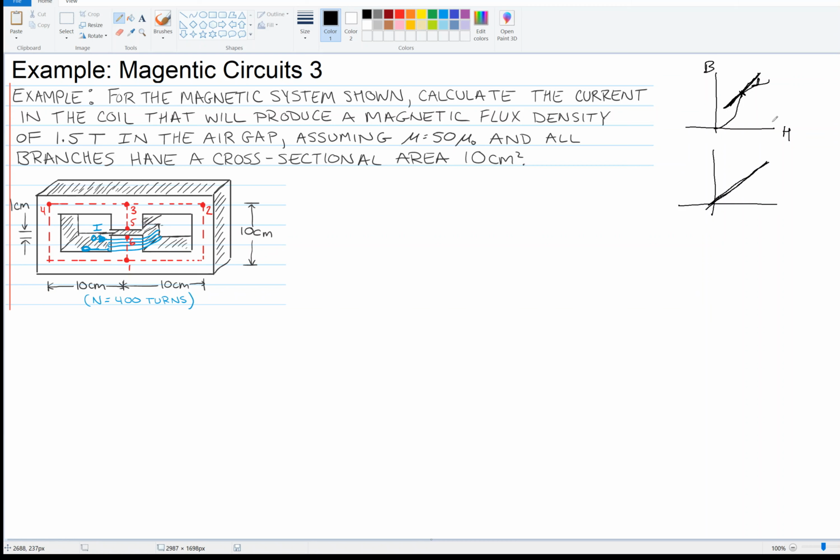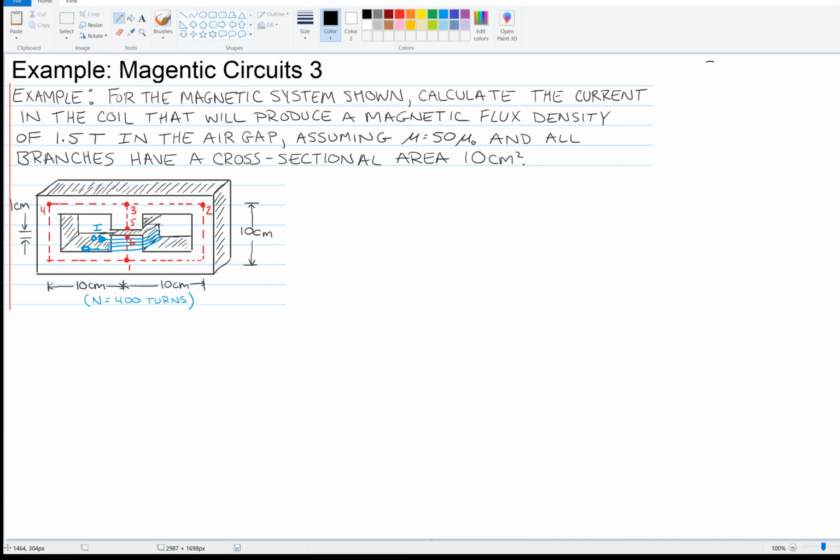So if you don't quite understand that, I think that's okay. Just know that you need either the magnetization curve, in which case you find the point that you're operating at, or you need mu of the material. So the first two examples we were given the BH curve, and in this third example we're given the magnetic permeability of the material. So we need one of those two things.